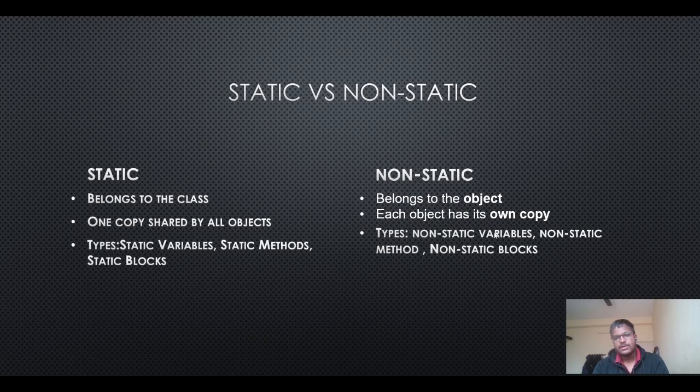In this way, like string name, int id, these are the non-static variables. And the static variables, like static string name, these are the static variables. Then the non-static method, normal methods, means without the static keyword. So without creating an object we cannot call this method.